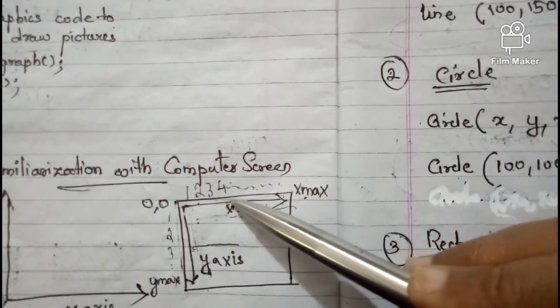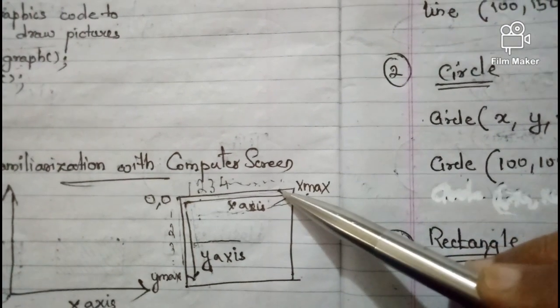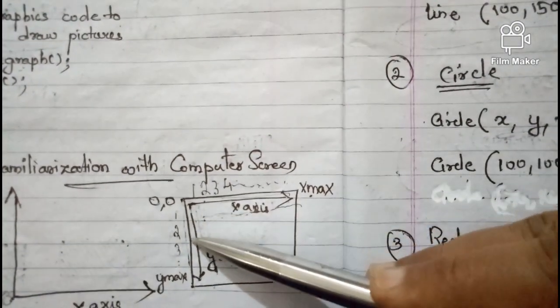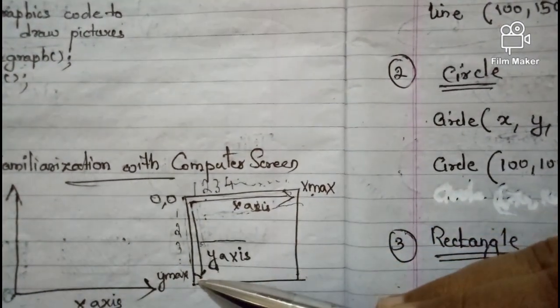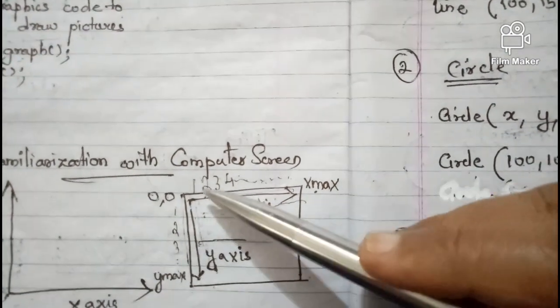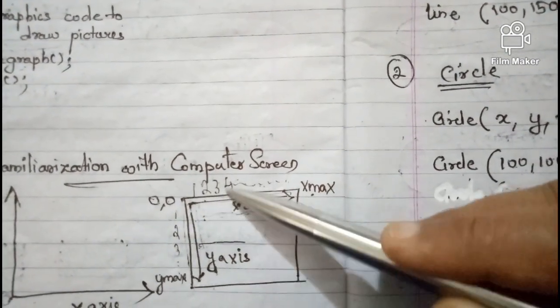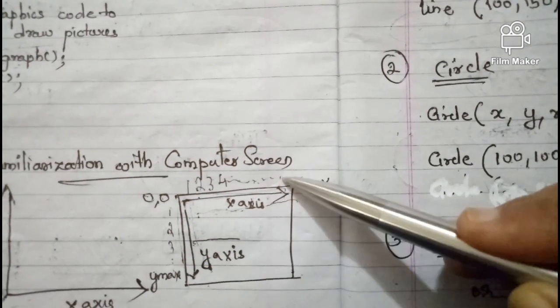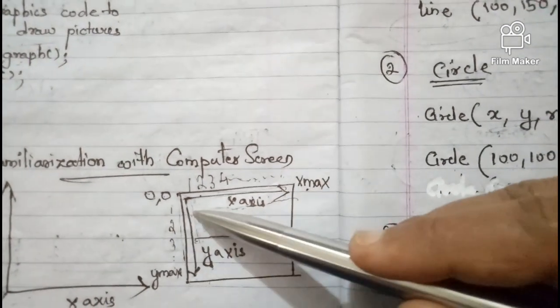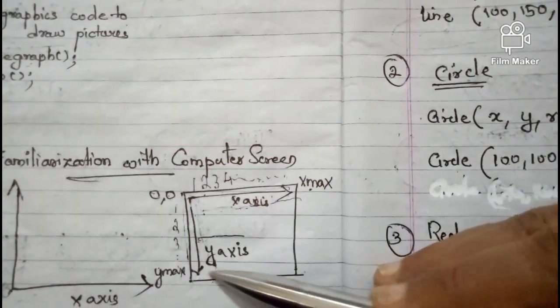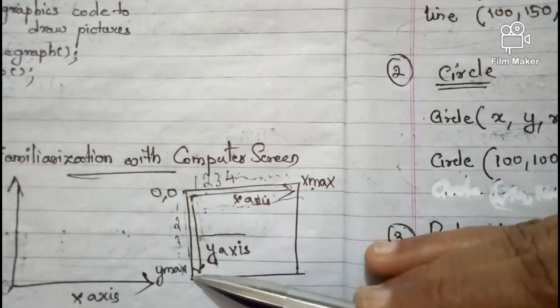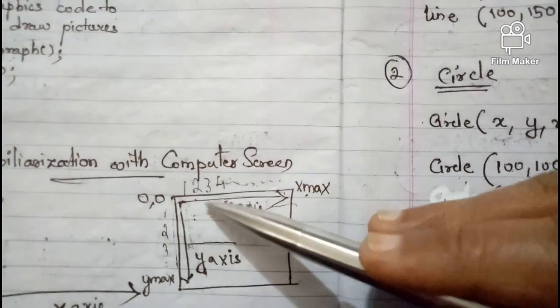And this represents the x-axis. This vertical line represents the y-axis. That means all the columns of the computer screen are represented along the x-axis and all the rows of the computer screen are represented along the y-axis.